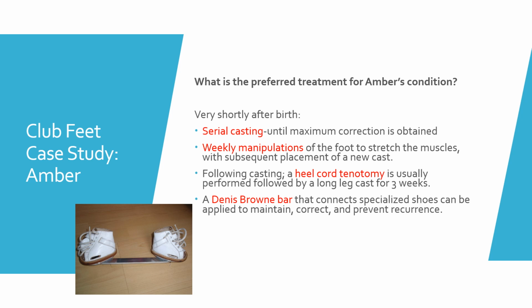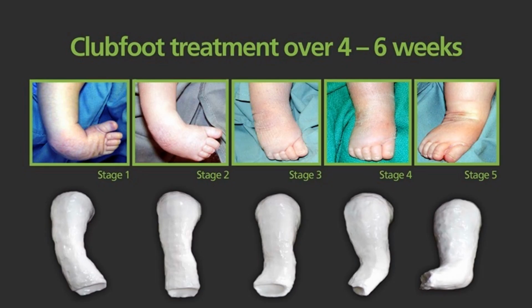So following casting, a heel cord tenotomy is usually performed, followed by a long leg cast for 3 weeks. And then after that, a Dennis Brown bar, which is specialized shoes with a little bar. You see the picture, to maintain correction and prevent reoccurrence. So this is kind of like if you've had braces on your teeth, this would be kind of like a retainer. So there's a picture of the Dennis Brown bar with the little shoes and the bar between them. So here is just a picture, an illustration of our serial casting. You can see how the patient progresses with each cast until we have correction.